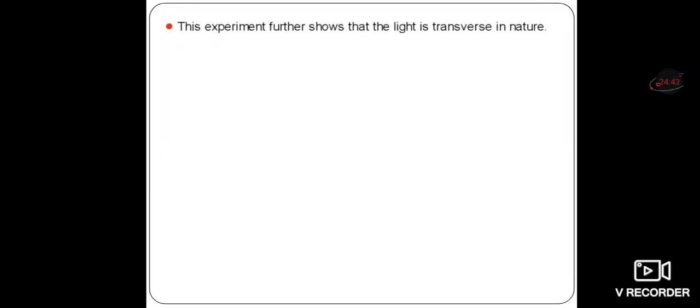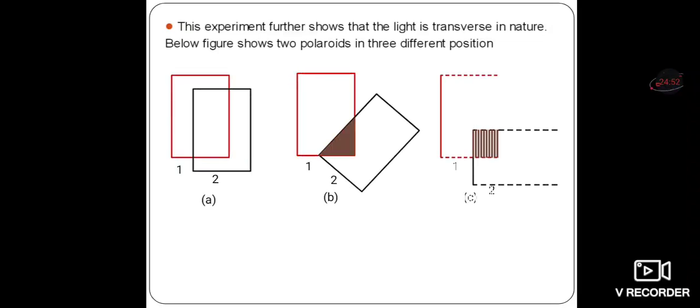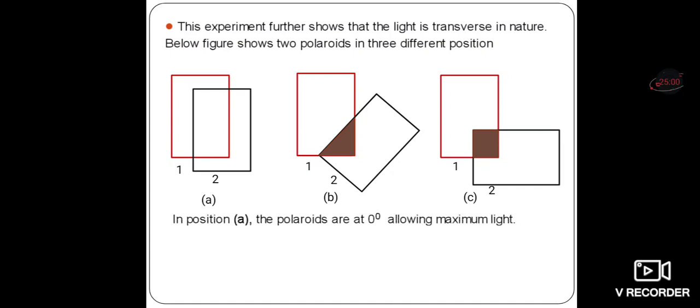This experiment further shows that light is transverse in nature. The figure below shows the polaroids in three different positions. Here we have taken two polaroids, one red and one black. In figure A, or position A, the polaroids are at 0 degrees, meaning both are parallel to each other. Both being parallel, it allows the maximum light. Whatever light is transmitted through the first one, the same is transmitted to the second one without any loss. Therefore it allows the maximum light.